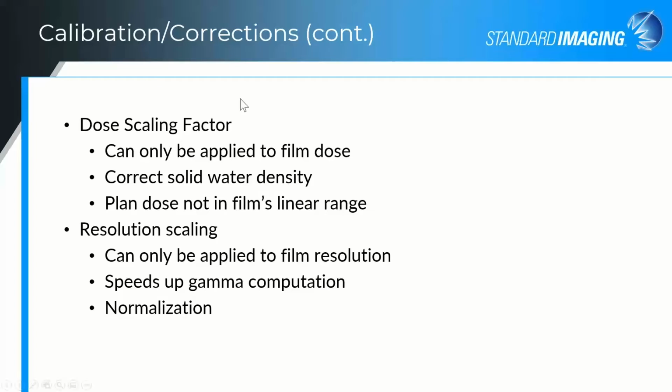The dose scaling factor is useful to correct for non-water equivalent solid plastic water materials, or when measurements are not acquired using the same number of monitor units as the plan, because the resulting dose, for example, would not be within the appropriate calibration range of the film. The resolution scaling shouldn't impact analysis results due to the high resolution of the film, as long as the resolution is not reduced much more than 50%. It's primarily just used to speed up the gamma computation.